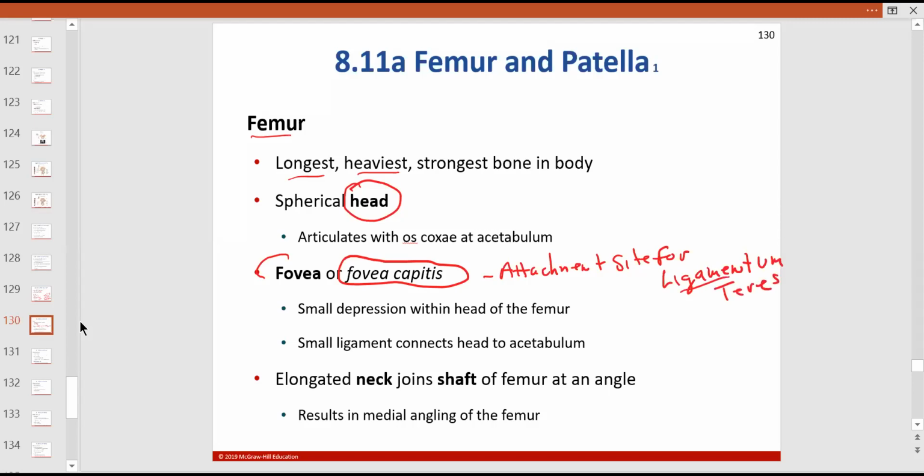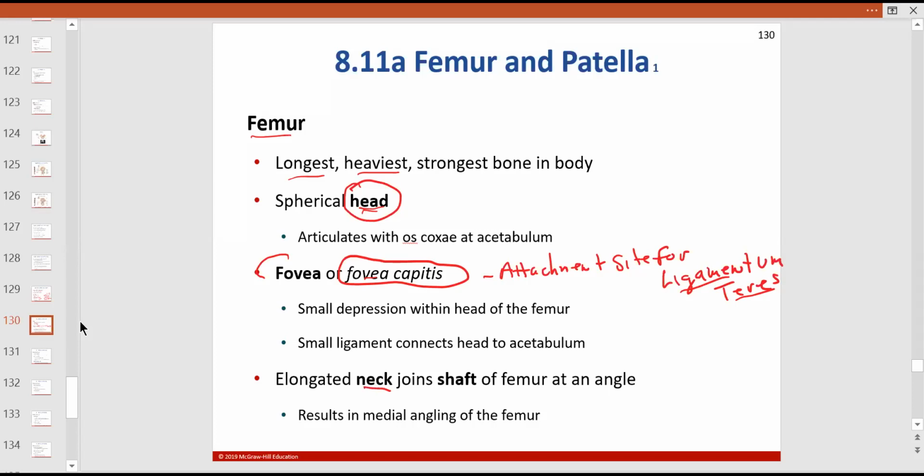It has other names too. So the ligamentum teres attaches the acetabulum to the head of the femur. So if you're upside down on a jungle gym, your leg doesn't fall off. All right, it keeps it together. So the fovea capitis is part of the head of the femur, and that is the attachment site for the ligament.